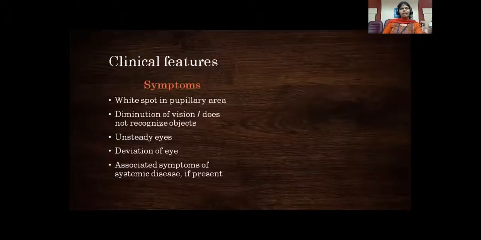The parents may directly notice a white spot in the pupillary area. Commonly, diminution of vision. Very young babies may not recognize the mother's face or objects very close to face, etc. Unsteady eyes can be a presentation of congenital cataract. Deviation or squinting of the eyes and associated symptoms of the systemic disease, if present, can also be a symptom.